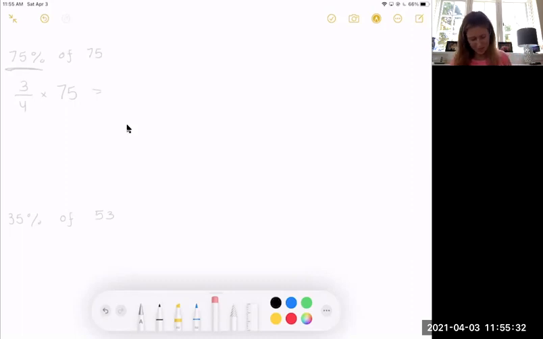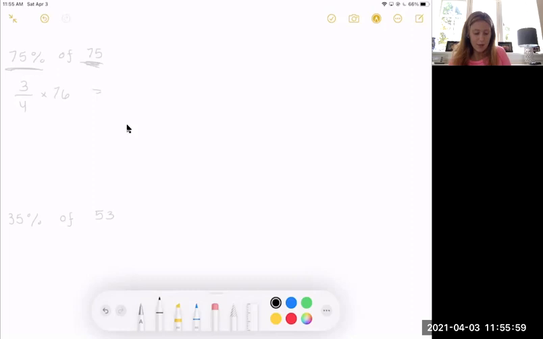Okay, so 4 actually does not go into 75, which I knew, but messed up. Since 4 does not go into 75, we know that 4 does go into 76. 4 times 19 is going to give you 76. So we can do this.